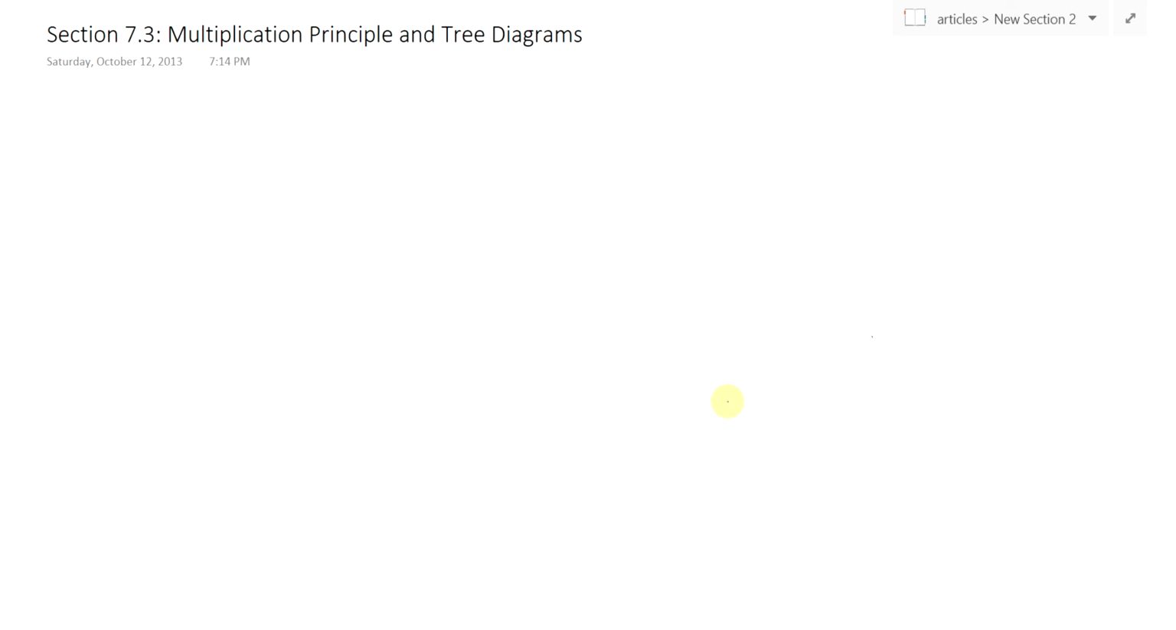Okay, so this is the second half of section 7.3. The first half was the addition principle, which went along with Venn diagrams. And here we have the multiplication principle, which goes along with something called a tree diagram.